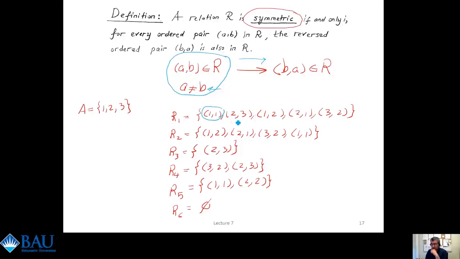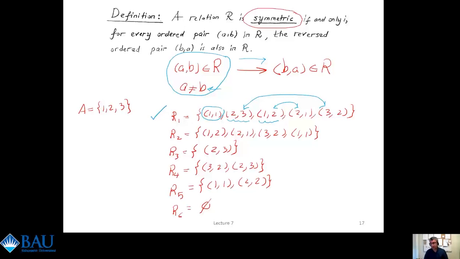2, 3. We have it. Do we have a 3, 2? Yes, we have them. So far we have no problem. Go to the next one. 1, 2. Do we have a 2, 1? Yes, we have them. Can you see? All of the pairs have their reverse as well. 2, 3, we have a 3, 2. 1, 2, we have a 2, 1. So R1 is yes, it's symmetric.